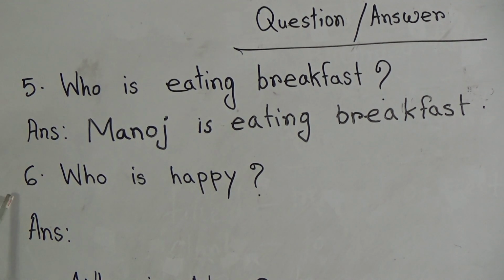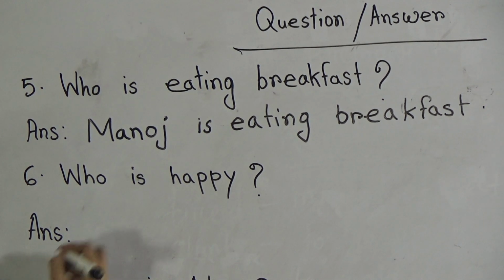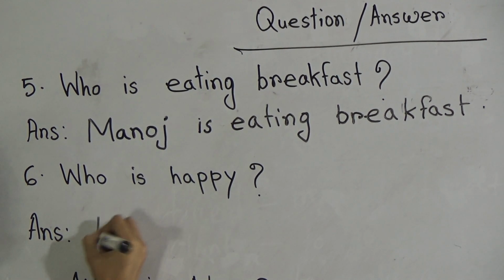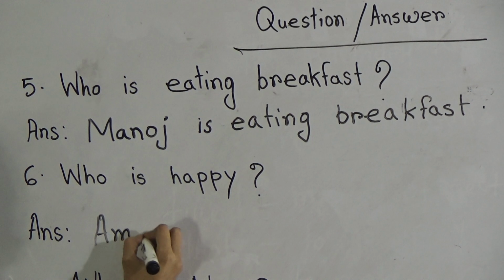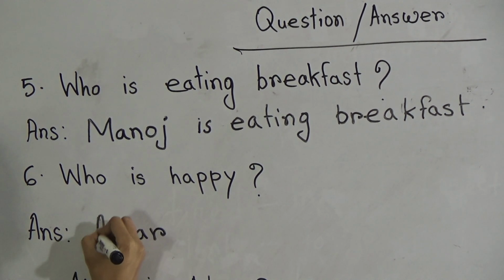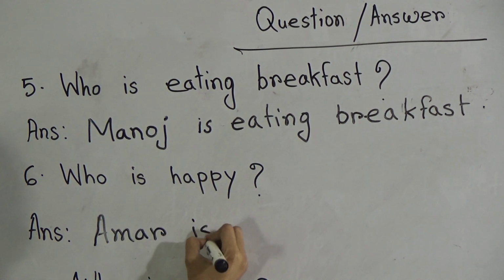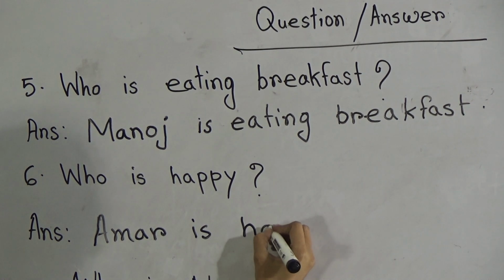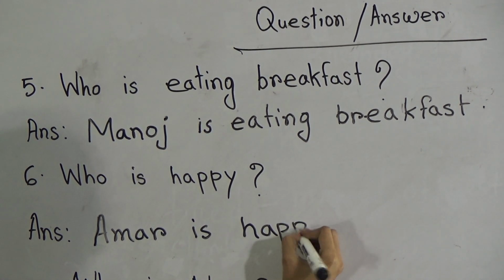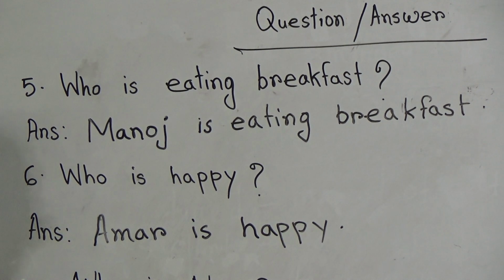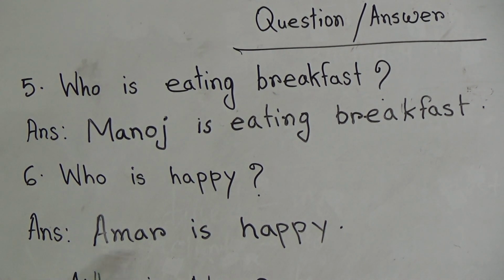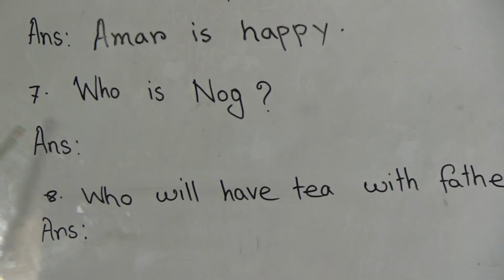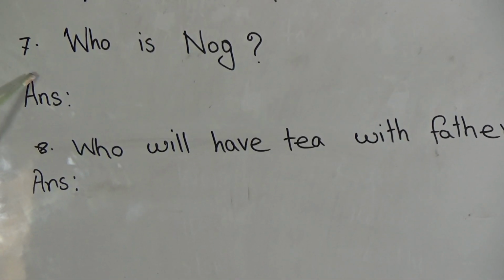Again, see question number 6. Who is happy? And the answer is Amar is happy. So who is happy? Amar is happy. See, Amar is happy. So let's see question number 7.